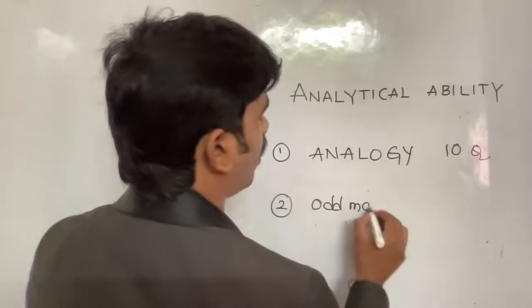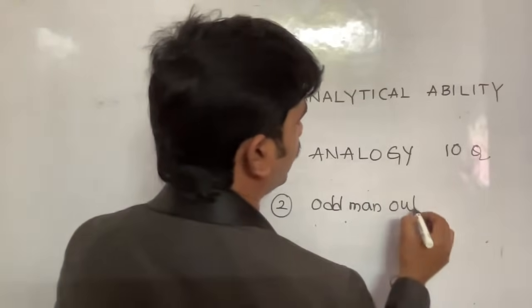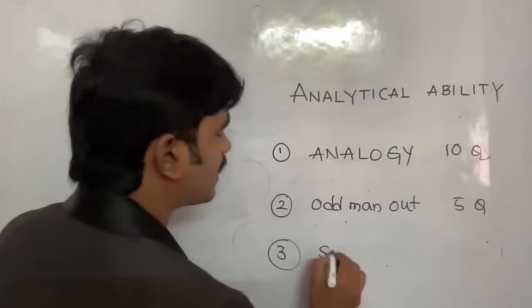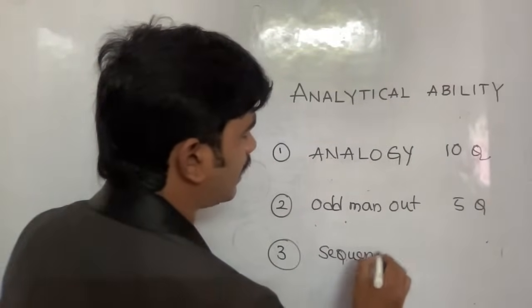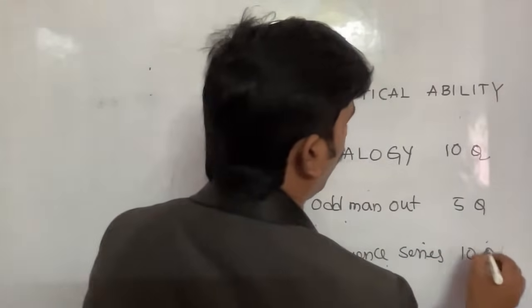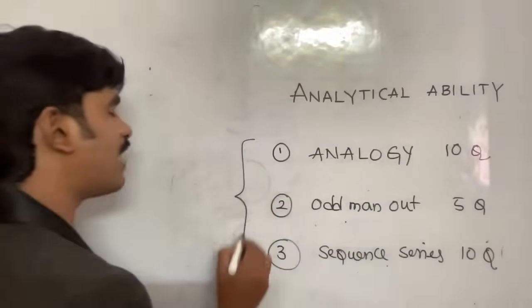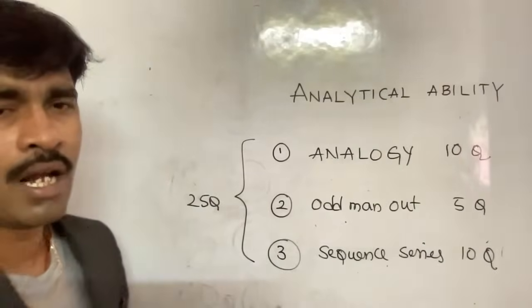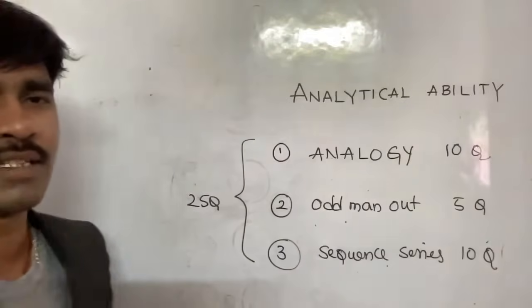These are the syllabus. Analogy is having 10 questions, odd man out is having 5 questions, and sequence and series is having another 10 questions. So overall we get 25 questions from this area. These are very simple areas: analogy, odd man out, sequence and series.